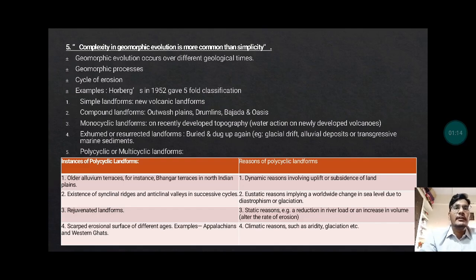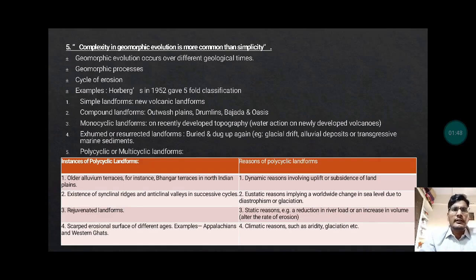So we will try to cover it through 3 different coordinates and points. One is how geomorphic evolution happened in different geological times, right? Second, what are the geomorphic processes behind that? And third one is, is there any role of cycle of erosion regarding that? Okay. So in 1952, there was one renowned geographer, Horvath. He gave a 5-fold classification. We are using it to actually simplify the whole principle regarding that.